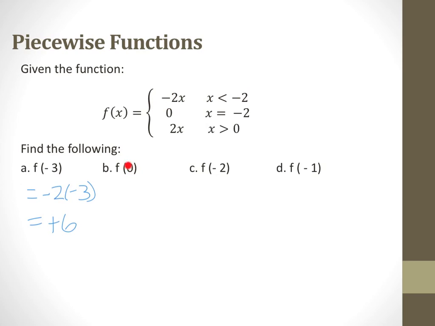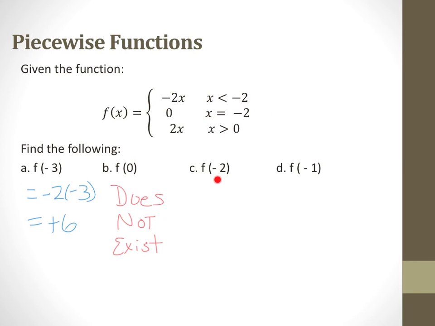For the next one, f of 0. So when x is 0, what is y? So we come over here, 0 doesn't fall in the first one. 0 is not equal to -2. And 0 isn't greater than 0, so 0 doesn't fall in any of these. What that means is that there does not exist a point that has an x value of 0. So we just write does not exist.